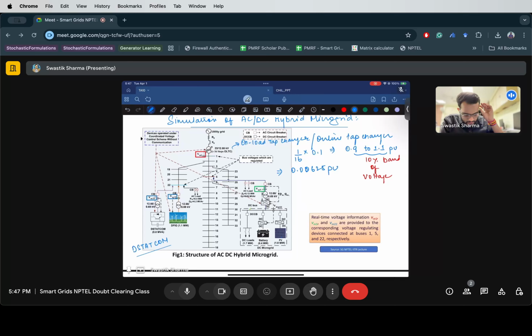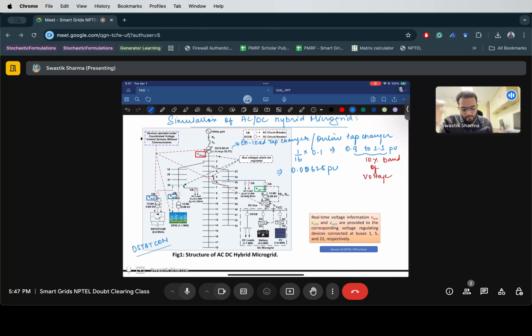In the same way, the D-STATCOM is used to regulate the voltage. We can have the DFIG, and the converters connected to the DFIG can also be used to provide control over voltage. We have this AC-DC converter, it's a rectifier, and it is also used to provide control over voltage by controlling the converters, both this as well as this. So there can be many things that we can do.